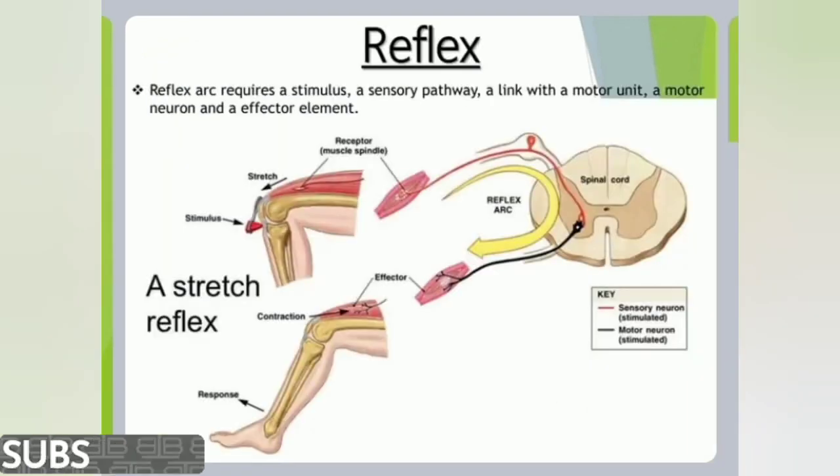Now, what is a reflex? A reflex arc requires a stimulus, a sensory pathway, a link with a motor unit, a motor neuron, and an effector element. As we have already studied about the reflex arc, this requires a sensory stimulus and a motor response, and in between both of these, we require an interneuron or central brain center which associates these two, stimulus and response, together and makes a coordinated reflex. So whenever a stimulus comes, the body responds through the motor neuron and gives a reflex mechanism.